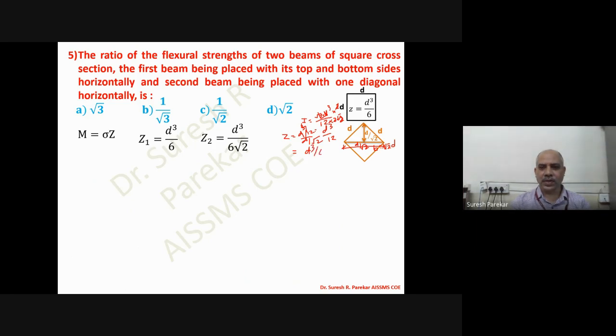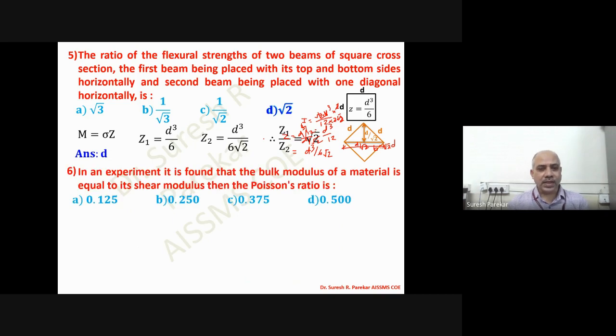So D cube upon 6 root 2. And then from this we are going to get Z1 upon Z2 equal to root 2. So we have this value as root 2. The answer we have is D. Then we have question 6, that is, in an experiment it is found that the bulk modulus of a material is equal to its shear modulus.